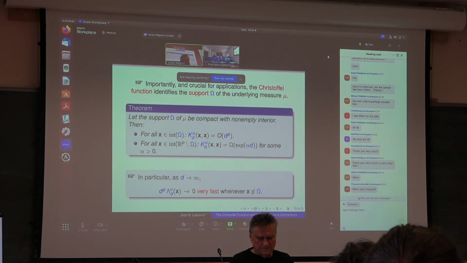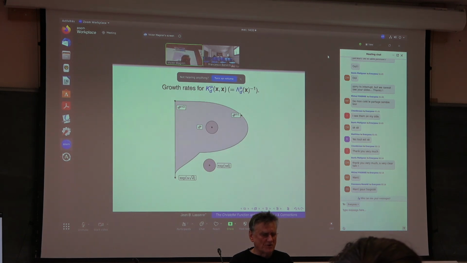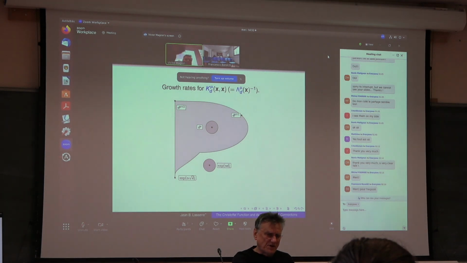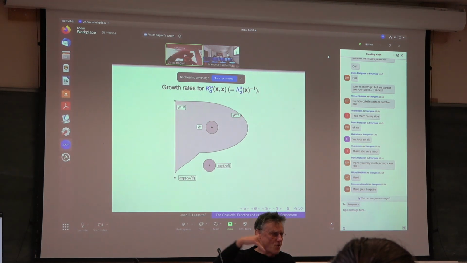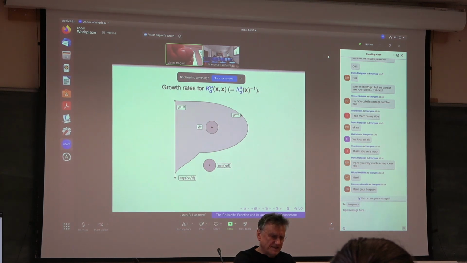Okay, so to summarize this property, for example, here I took an example where the set omega is this gray shape here. Okay, and basically, mu is a measure supported on omega, okay? And when you evaluate the Christoffel function inside, then the growth with the degree is no more than d to the power p. But if you evaluate outside, it's at least exponential in d.